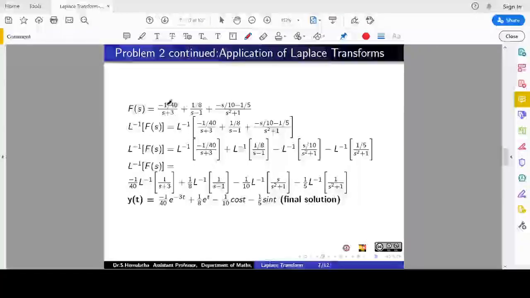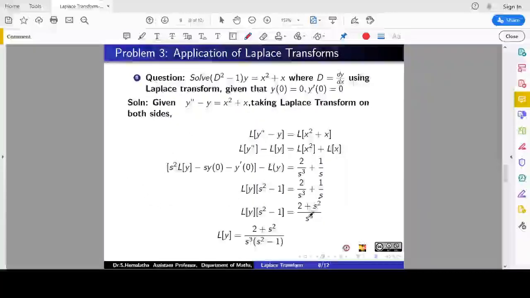After getting the constants, this is how you will end up. After getting this, you just observe the first term is just minus 1 by 40, a constant. 1 by s + 3, I can write the Laplace inverse. This also I can write the Laplace inverse. Coming to this part, you have to split into two terms with the common denominator, and then you can write the Laplace inverse, which is your final solution.